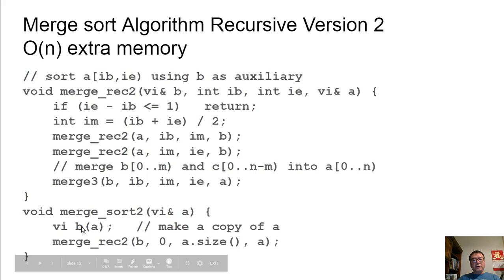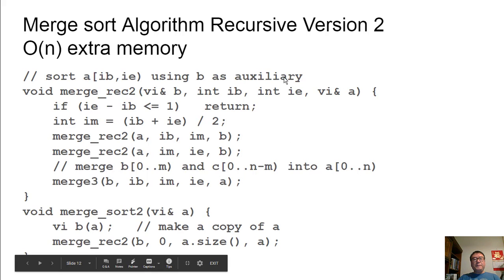So in order to sort A, we need to create another vector B, and in fact, B is a copy of A. So B contains exactly the same thing as A. Then we will call this recursive call. So this recursive call's meaning is we want to sort A using these indices, the index begin and index end, and the end is not inclusive. So it's A from 0 to A dot size minus 1. And we will be using B as auxiliary.